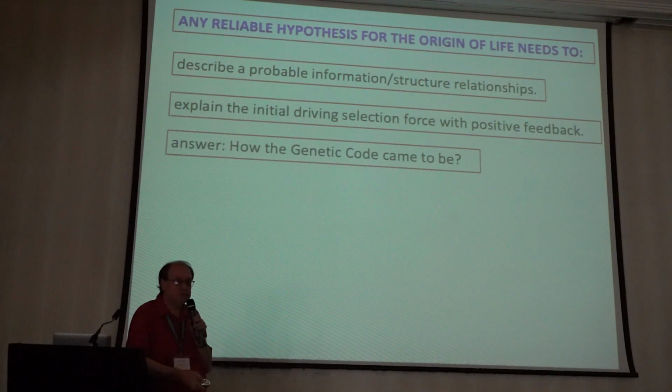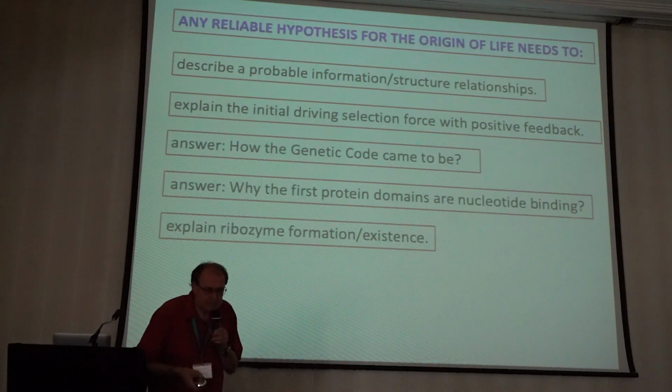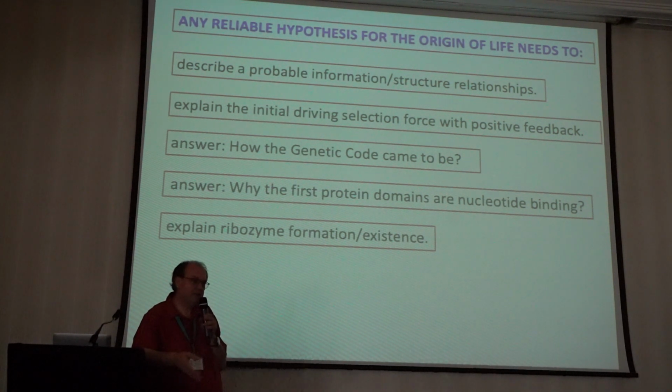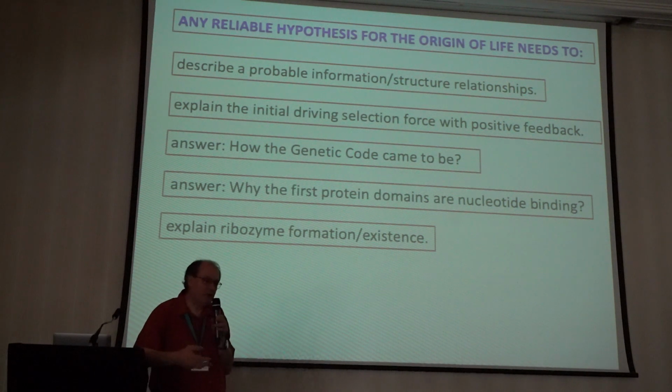And of course, how the genetic code comes to be. To answer why the first protein domain is nucleotide binding. I mean, the data shows that the first domain is nucleotide binding. You have to provide the way of getting there. Explain the ribozyme formation, having in mind that ribozymes, in fact, are enzymes built entirely of RNA, but 99.99% of all enzymes today are proteins. So what is selected, and how? The RNA world is trying to solve that, but I don't think it's a very reliable way.